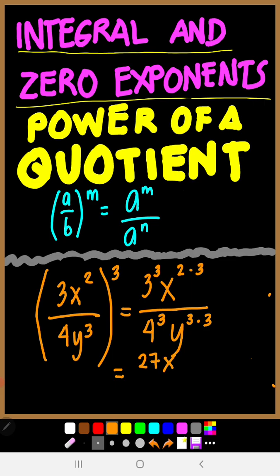So, x, 2 times 3, that is 6. Divided by, ang 4 cubed natin ay 4 times 4 times 4, which is equals to 64. And then for the y, 3 times 3, that is 9. Okay? So, 27 and 64, wala naman silang parehas na factor. Hindi sila divisible by any number. So, that will be the lowest term. Wala na tayong ibang masisimplify. So, our final answer is 27 x raised to 6 divided by 64 y raised to 9.